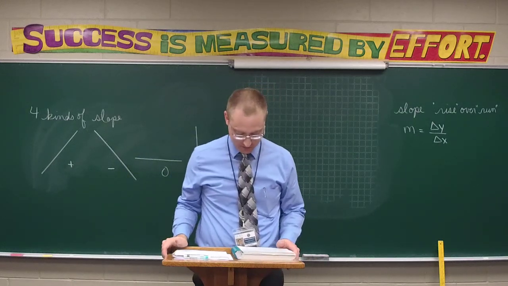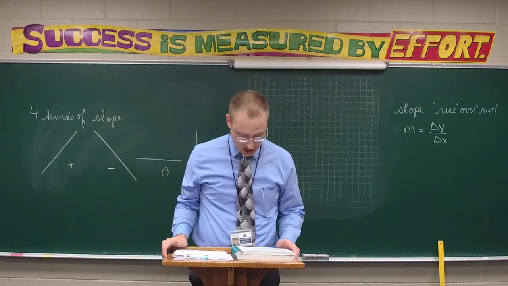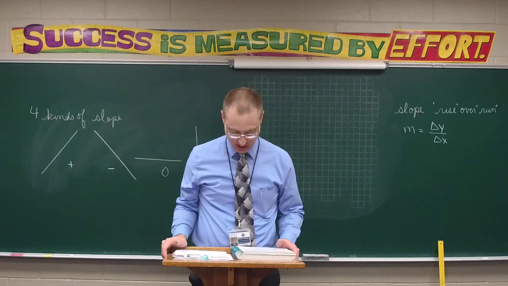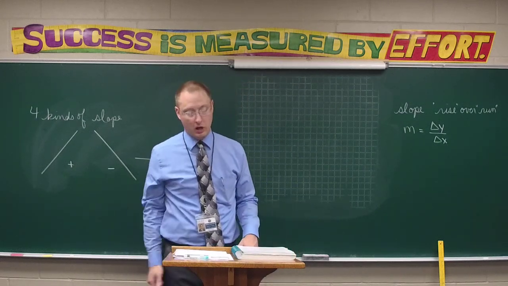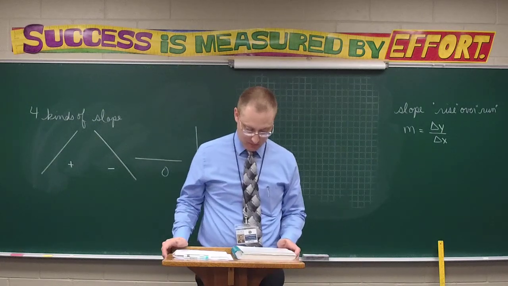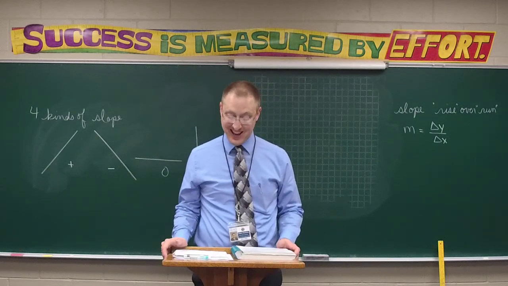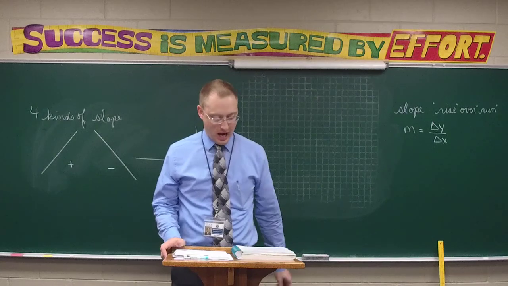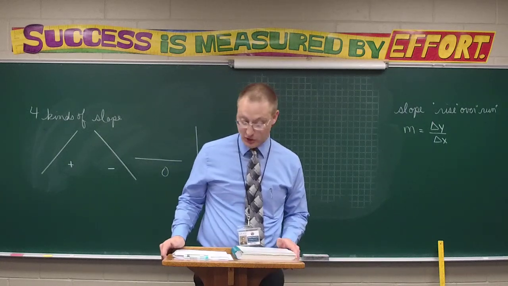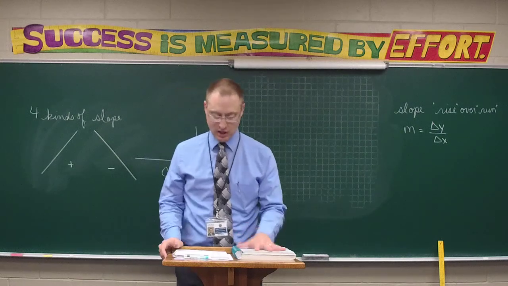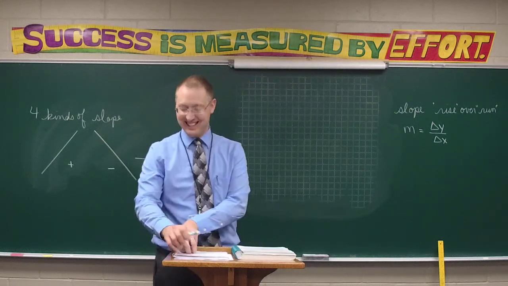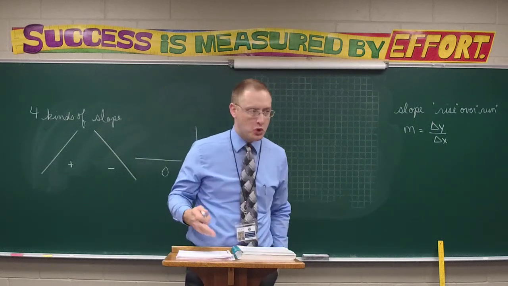How about number 16? 0 again. Number 17? Undefined again. Number 18? Positive. It appears to be going upward or up and to the right. Number 19? Negative. Appears to be going downward or up and to the left. And then number 20? Positive. Very steep positive slope, but still positive slope, not undefined. Do we understand the 4 kinds of slope? Good.